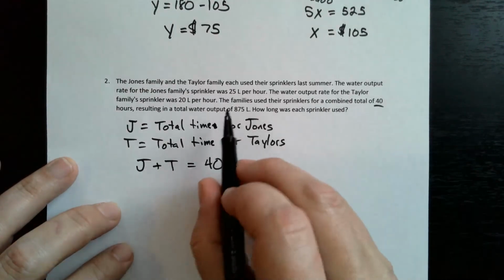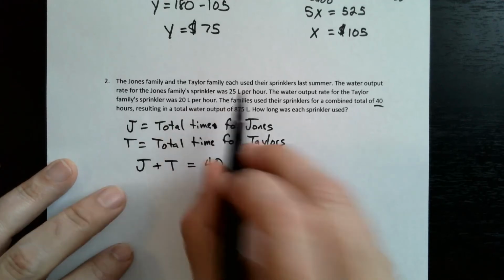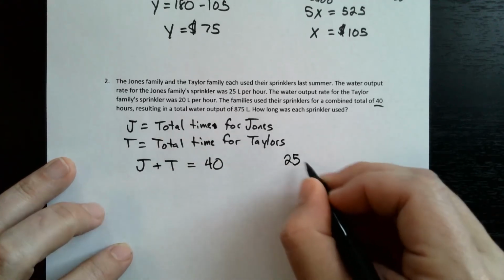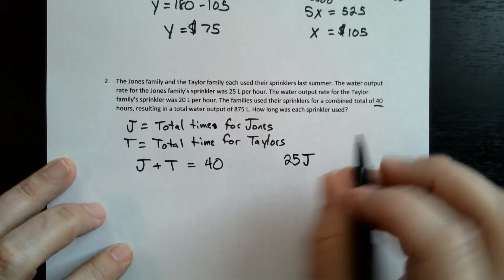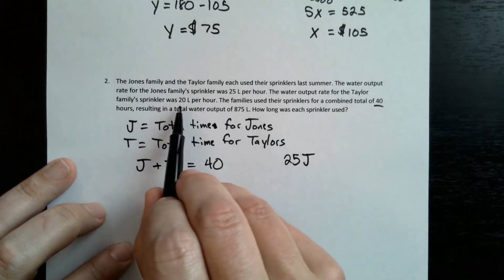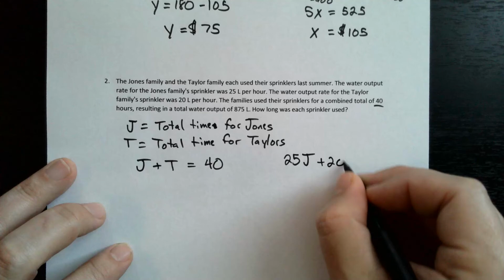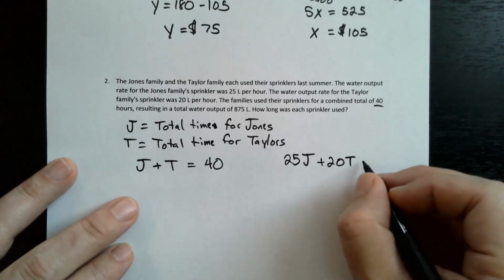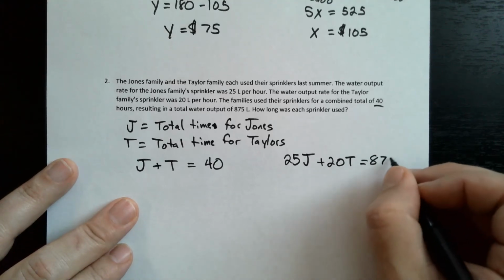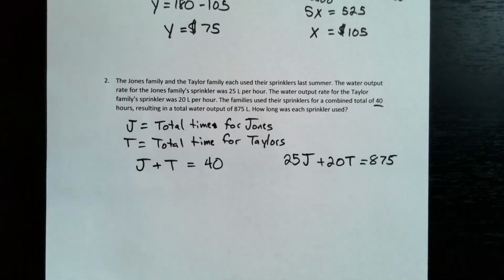And now let's do the rate. The Jones sprinkler was 25 liters per hour, so 25J. And the Taylor family's was 20 liters per hour, so plus 20T is equal to the total of 875 liters.